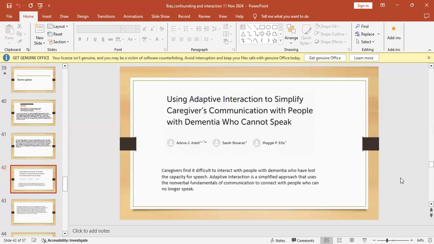The other study is using adaptive interaction to simplify caregivers' communication with people with dementia who cannot speak. Caregivers find it difficult to interact with people with dementia who have lost the capacity for speech. Adaptive interaction is a simplified approach that uses the non-verbal fundamentals of communication to connect with people who can no longer speak.